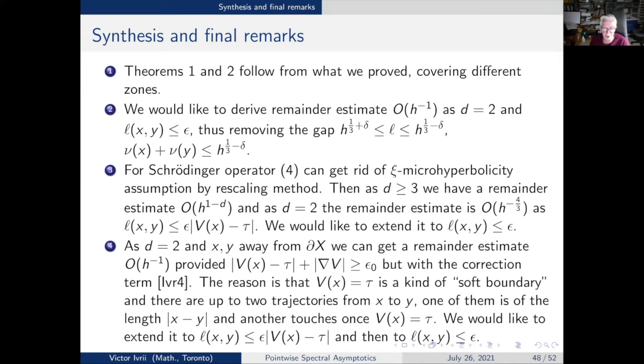The reason is that v equals tau would be kind of some soft boundary, and there are up to 2 trajectories from x to y. One of them is of length x minus y, and another touches the boundary. We would like to extend it to larger values of L, but so far I have not thought about this.